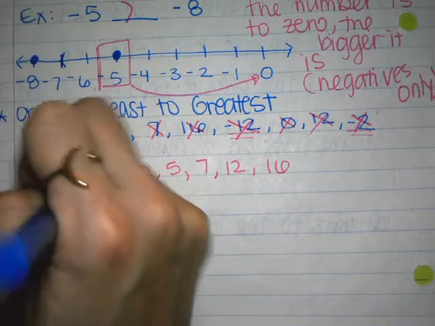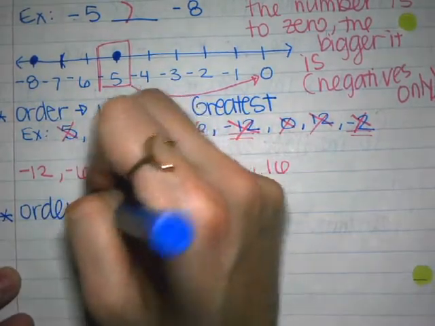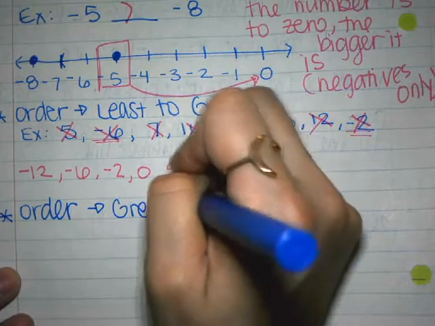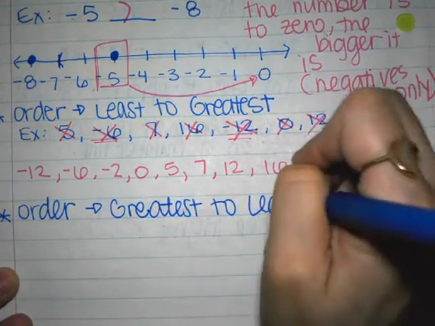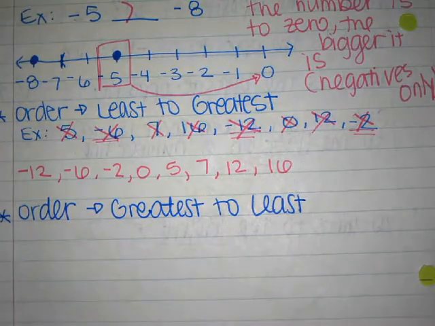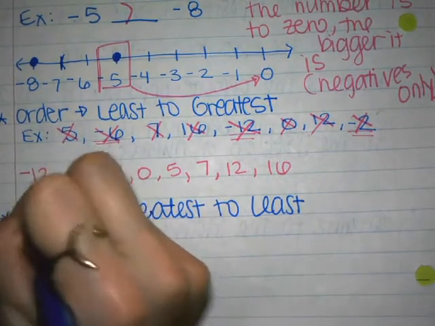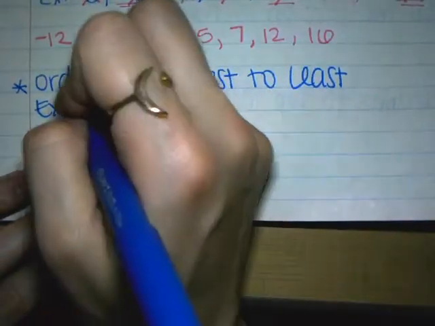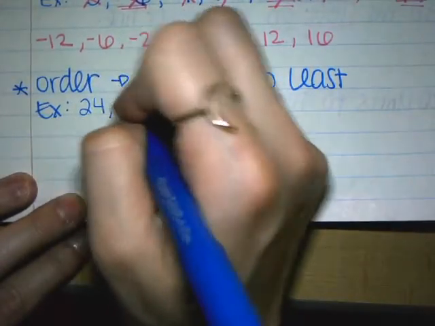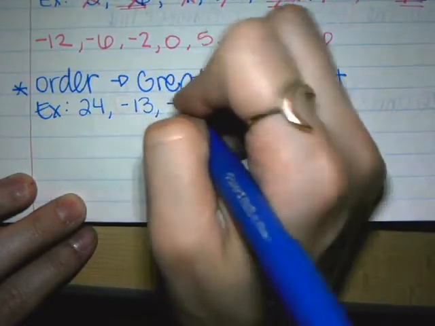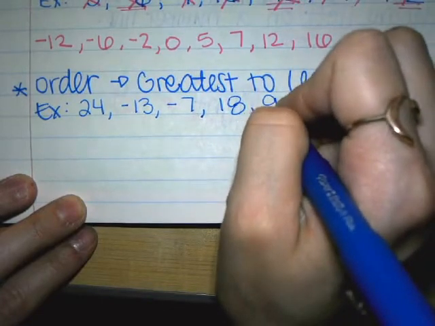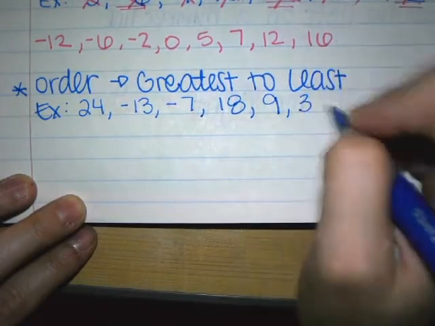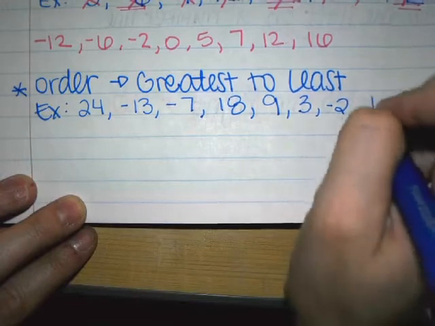So let's order from greatest to least. Here are our numbers: 24, -13, -7, 18, 9, 3, -2, and 1.